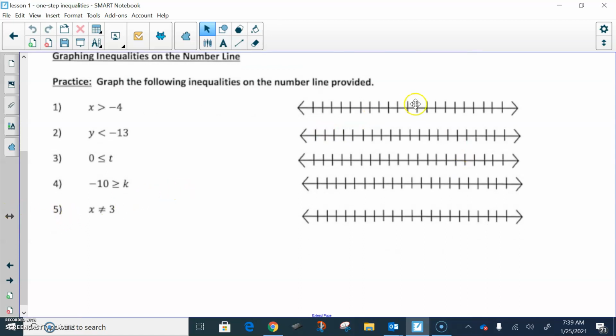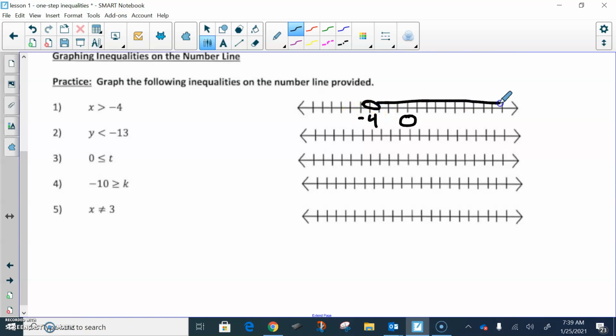All right, so normally you want to start by identifying 0. So put 0 there, and we're looking for -4. So 1, 2, 3, 4. There's -4 on our number line. This one does not have a bar, so we want an open circle. We don't want to include -4 in our solution, and it's all numbers that are greater than, so we want to go towards the right. And usually you shade in the arrow too.